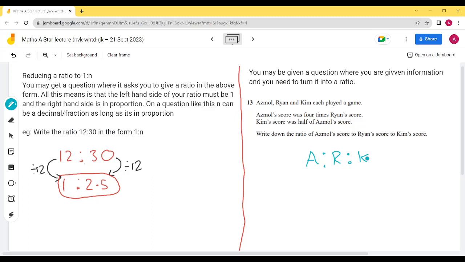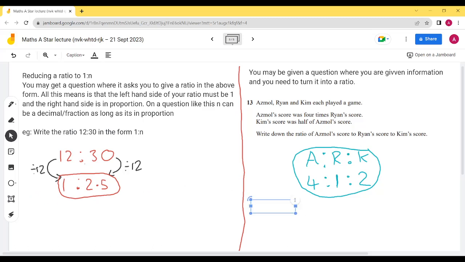Well, now let's look at our information. So we've got Asmil was 4 times Ryan and Kim's score was half of Asmil. So we know Ryan's score was the least. So whoever is the least, I would always mark as 1. And then we can work from that to get our other answers because we know Asmil scored 4 times Ryan. So we can just do 4 times 1 to give us 4. Kim scored half of Asmil, so we can just do 4 divided by 2 to get half, which gives us 2. So final answer, as simple as that, is 4 to 1 to 2.